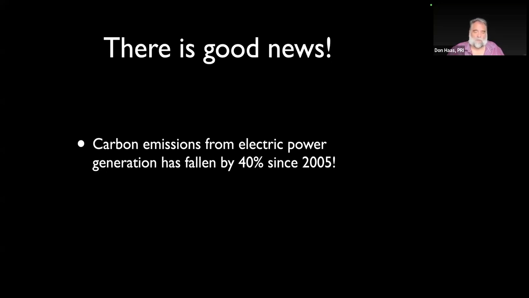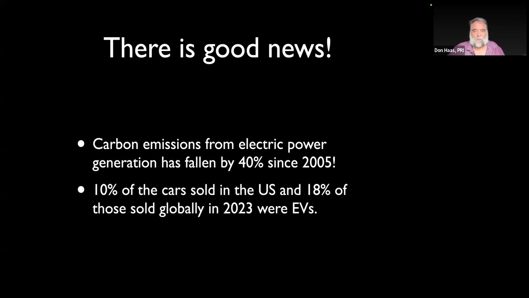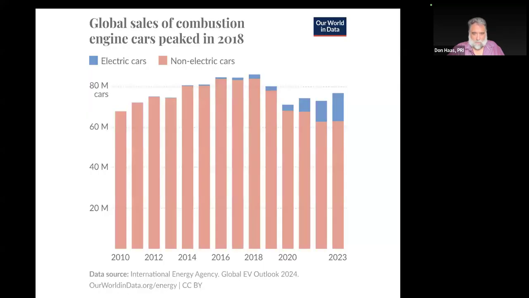And all of the other stuff that we've replaced coal with is lower carbon. Most of it is natural gas, which per unit of energy has about half the emissions that coal does. But we've also added a lot of wind, and we are now adding a lot of solar. Solar hasn't grown as much as wind, but it's starting to. Also, 10% of the cars sold in the US and 18% of those sold globally in 2023 were EVs. And the global sales of combustion engine cars peaked in 2018.